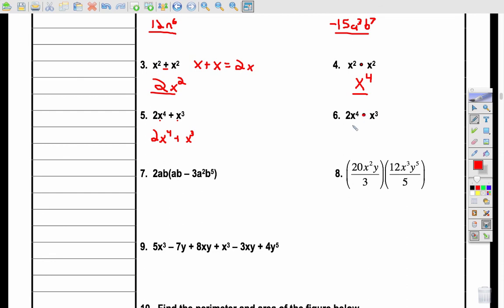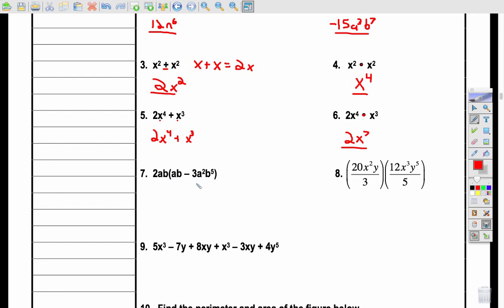Number 6. Multiplication. Okay, here, so now we got to switch gears. We got 2 out in front, and then you have an x. Since this is multiplication, we add the exponents. We have 4 plus 3, that is 7. It'll be 2x to the 7th power.